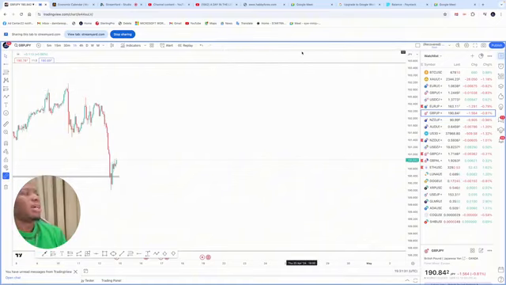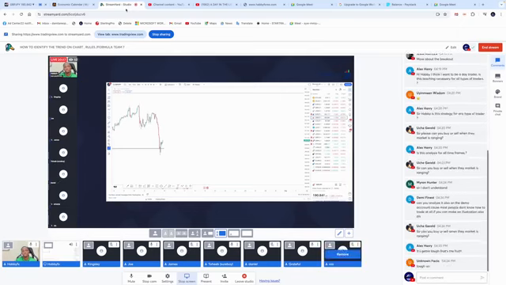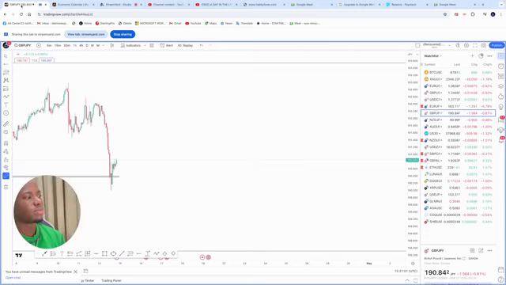Let's do it together, guys. Where should we be selling this chart from? No one is answering. Trying to open the chart. So I'm going to use my arrow, yeah? Let's mark out the resistance together. Where are the highs that we have here?